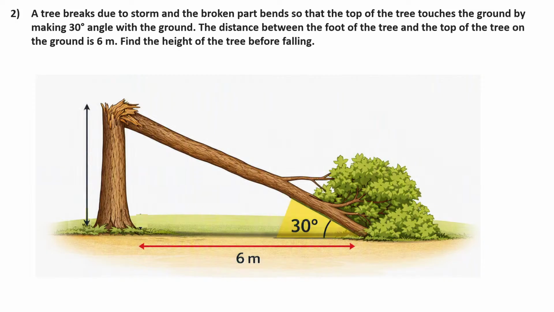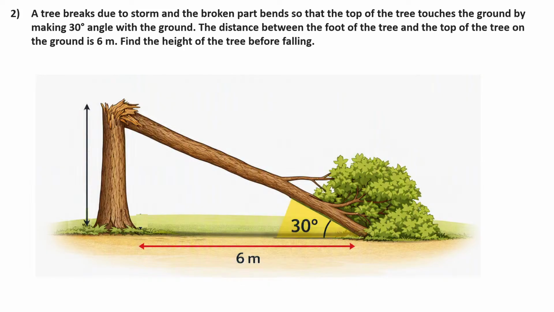Now, in the diagram, you can see there is a tree broken due to wind or storm, right? You can see it very clearly. And the top of the tree is touching the ground and making an angle of 30 degrees with the ground level.